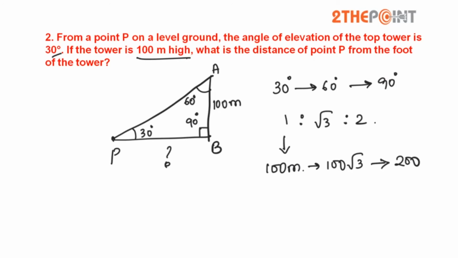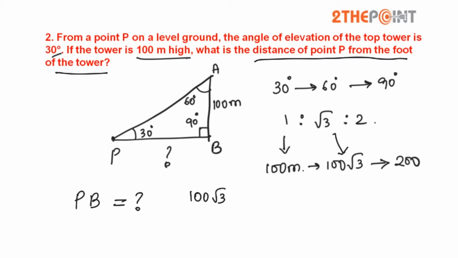Here we have to find the distance of point P from the foot of the tower. That is the length of PB. Length of PB is the opposite of 60 degree. Opposite of 60 degree is 100 root 3. This is the value, and we know that the value of root 3 is 1.73.